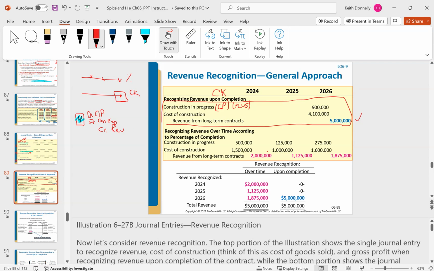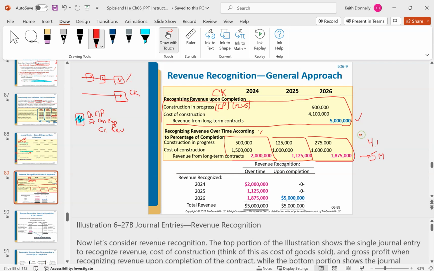How do we do it for percentage of completion? Well, every year we're going to do the journal entry, for year 1, year 2, year 3. And you can see that the combination of all the revenue is going to equal 5 million, and the combination of all the costs is going to equal 4.1.